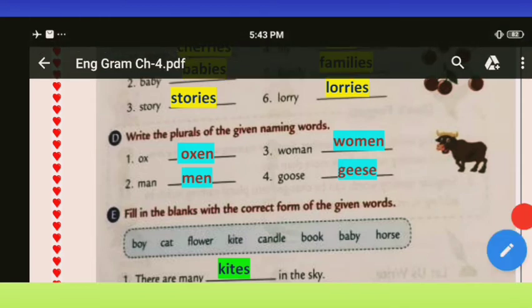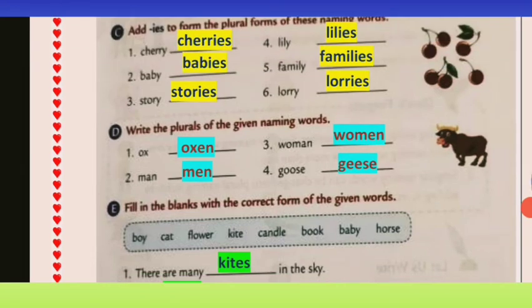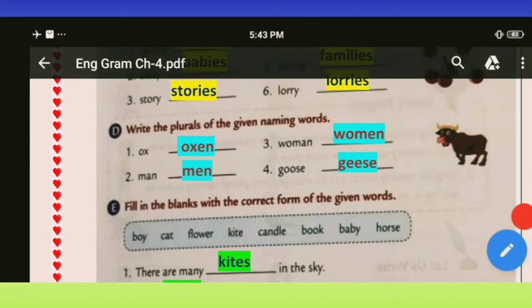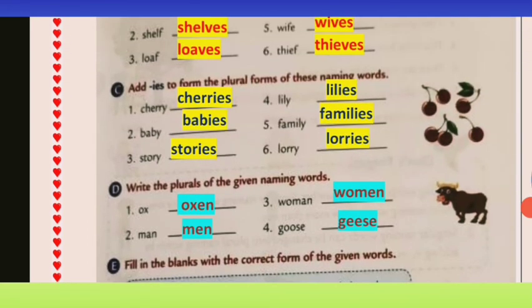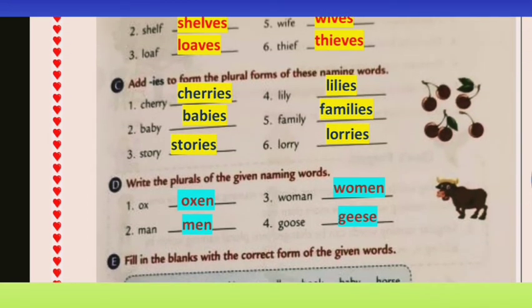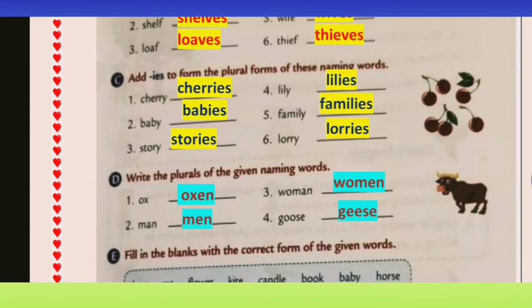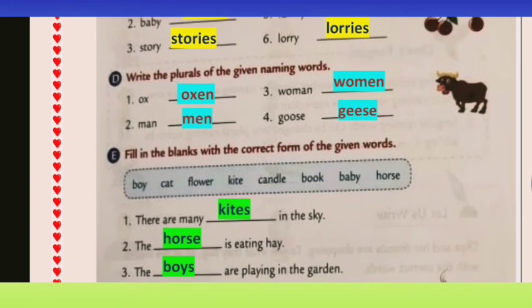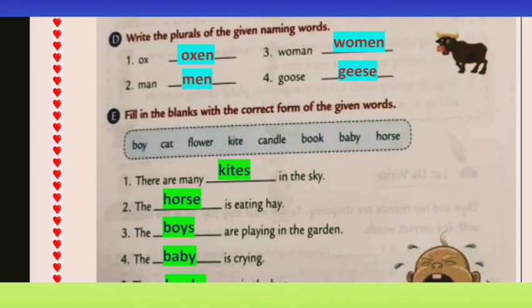Cherry, cherries. Baby, babies. Story, stories. Lily, lilies. Family, families. Lorry, lorries. D exercise. Write the plurals of the given naming words. Students, now they have not said what you have to add. They are not saying anything in the question. Just they are mentioning that you have to make the plural of the given naming words.